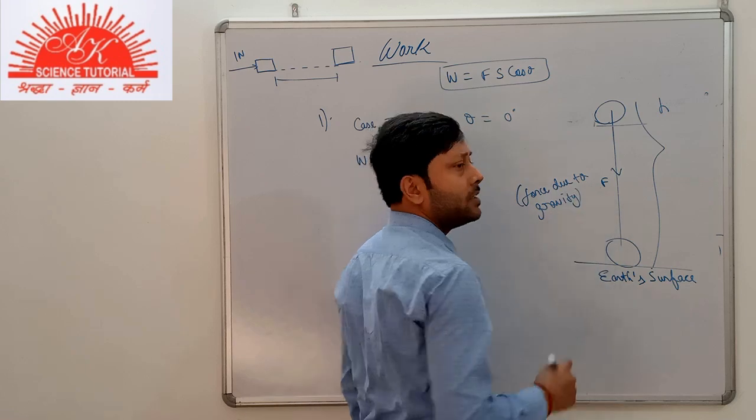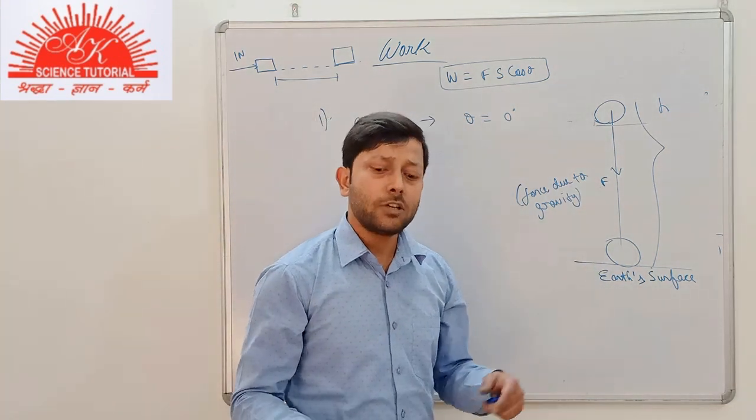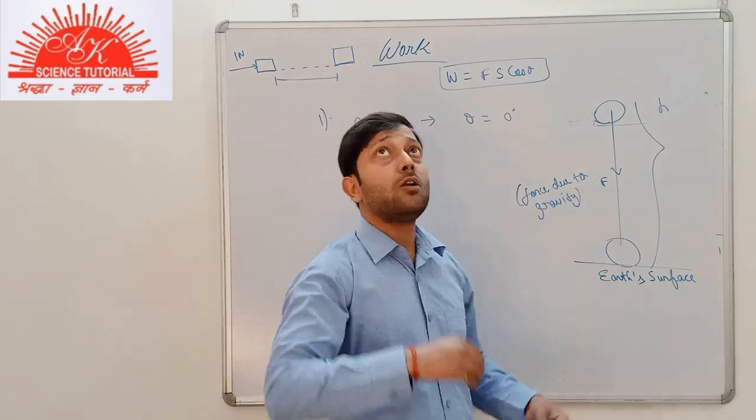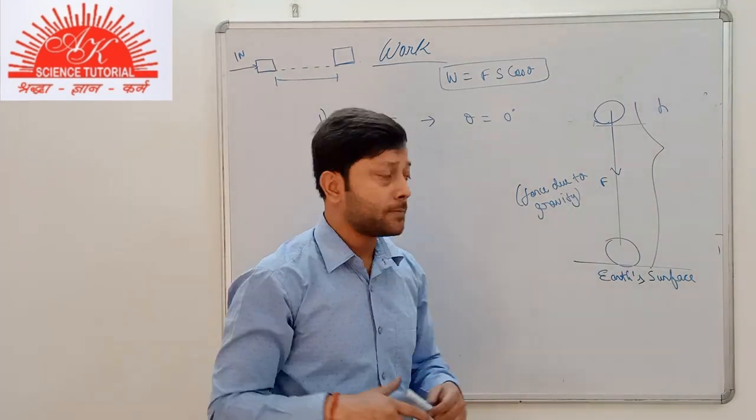Work done by what? Work done by the force due to gravity. In simple words, what is force due to gravity? It is the force exerted by earth on any body. It can be on any body: on the ball, on the fan, on the tube light, on this board, on this marker, on me, anything.